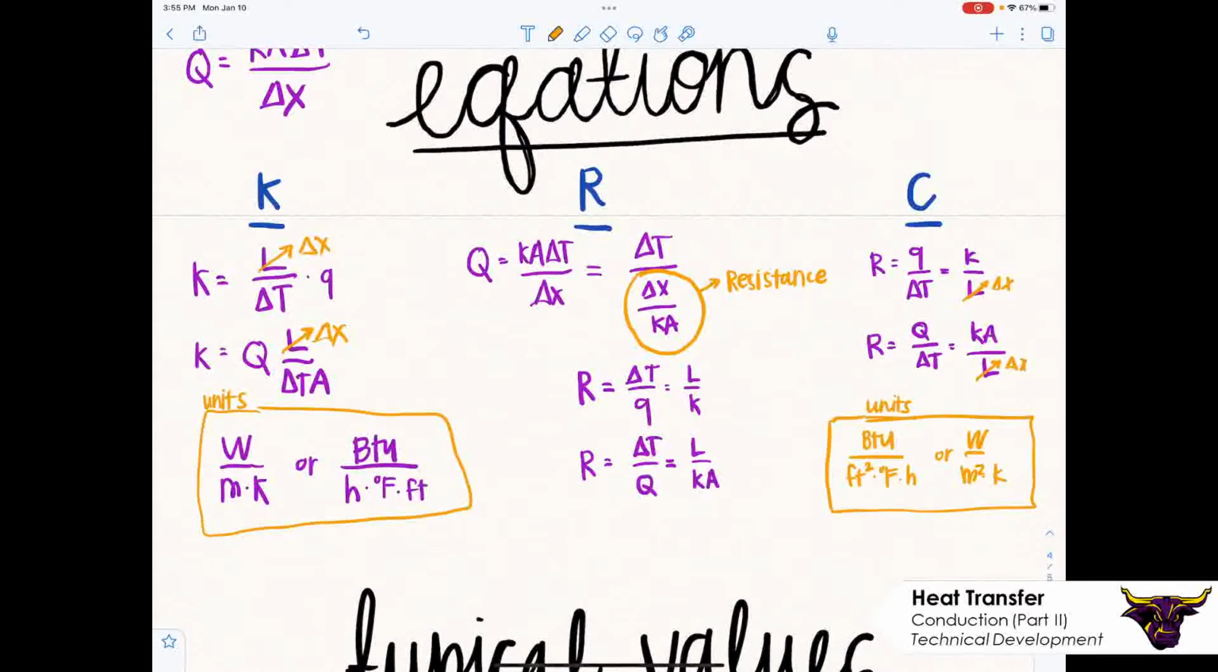And R is just going to be the inverse of that, which will be feet squared, degree Fahrenheit, hour over BTU, or meter squared Kelvin over watt. And let's talk about the meaning of this. The units of resistance are confusing to think about the physical meaning. That's really why we have the conductance.